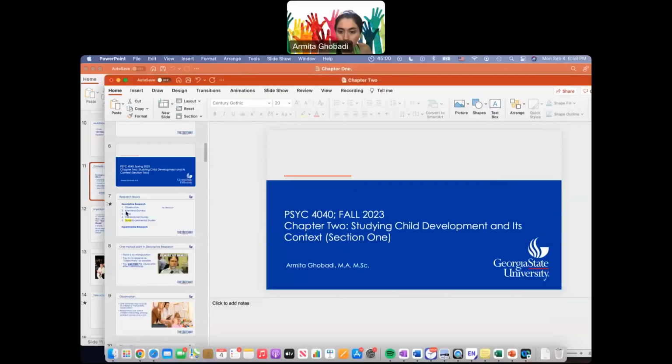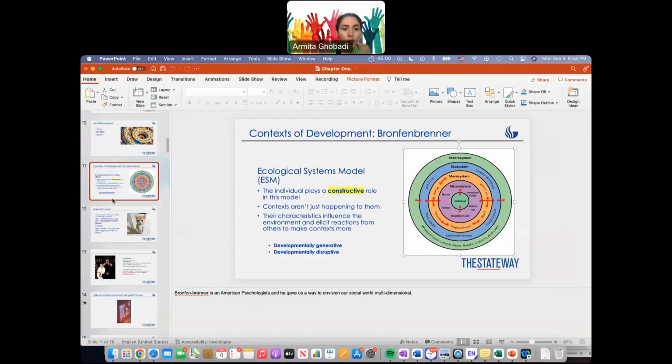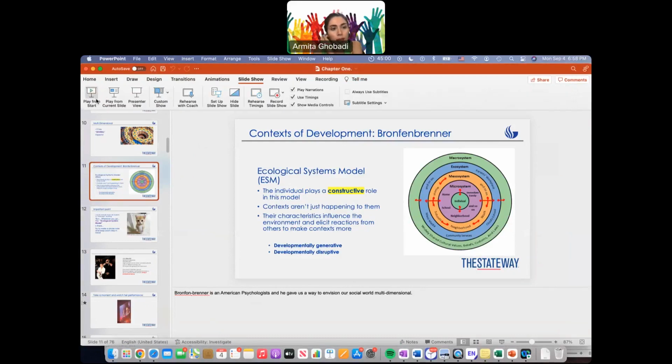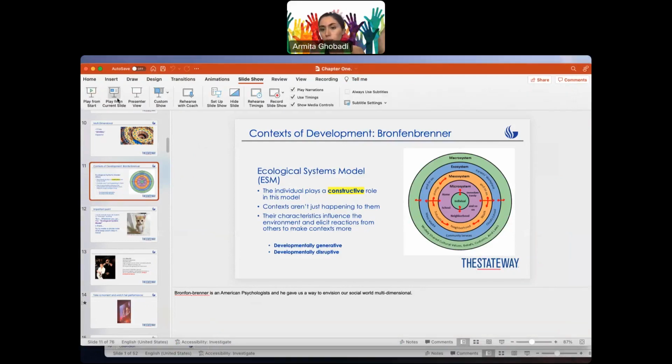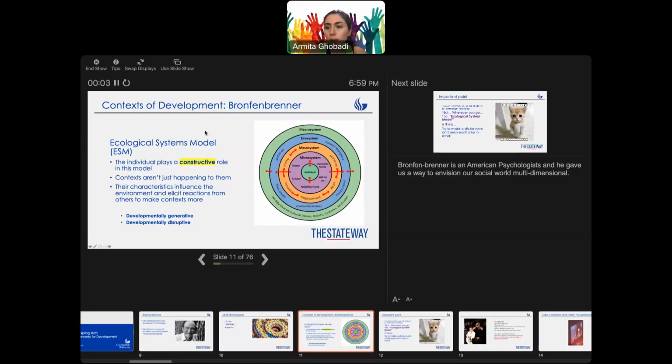This is chapter 2. Let's go for chapter 1. Yeah, this is a slide. I already mentioned that it's very important. I asked you in one of those videos to just stop here and do that as an experiment for yourself, and try to draw your own ESM model, because this model is very important for child development.